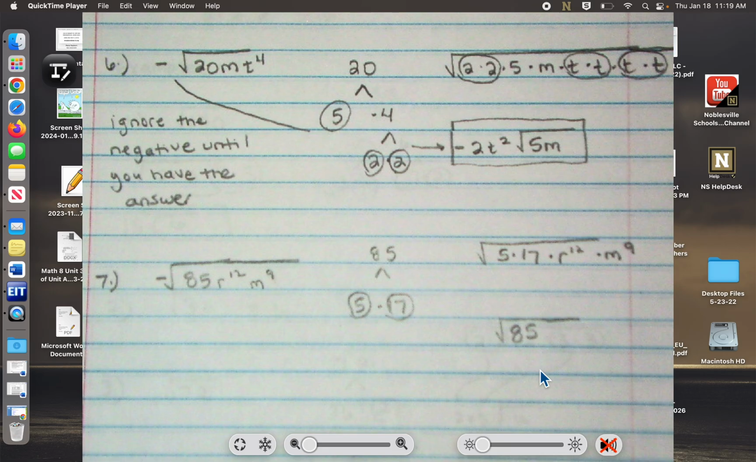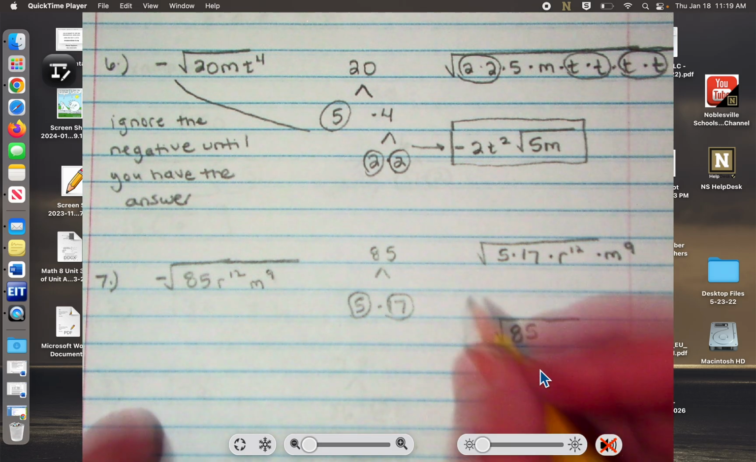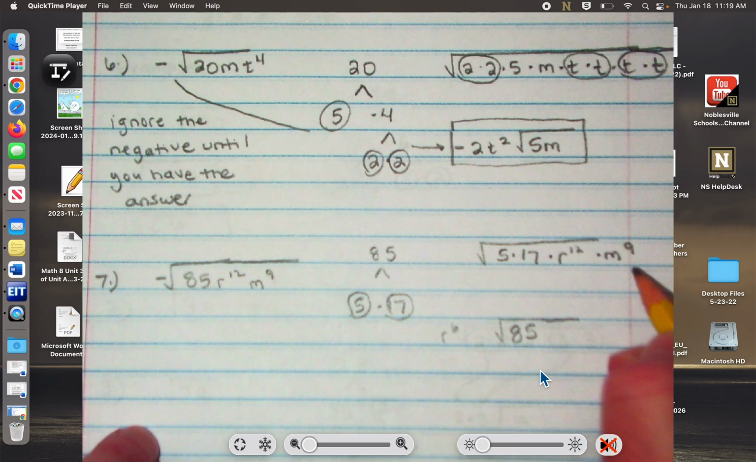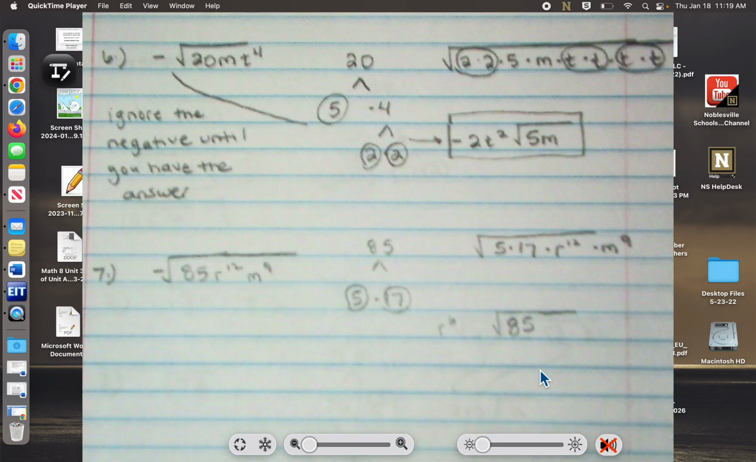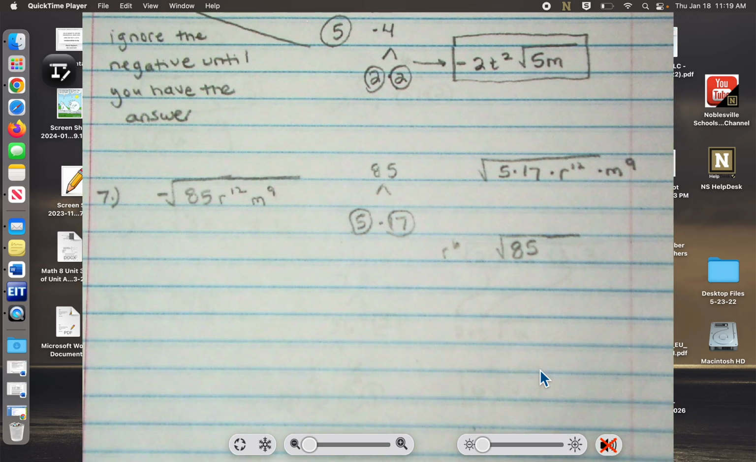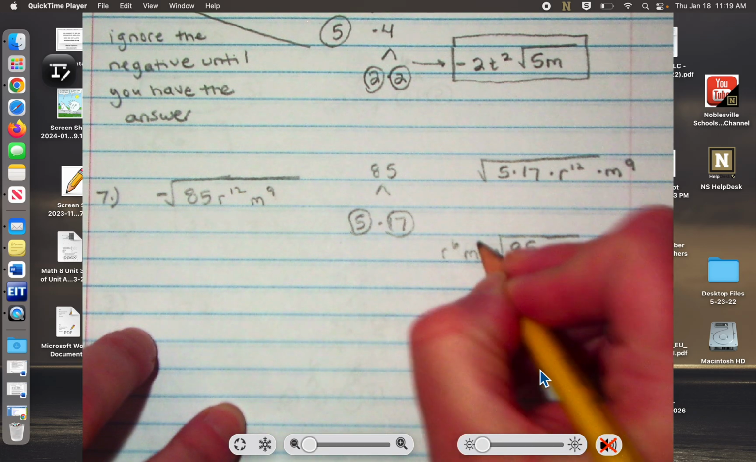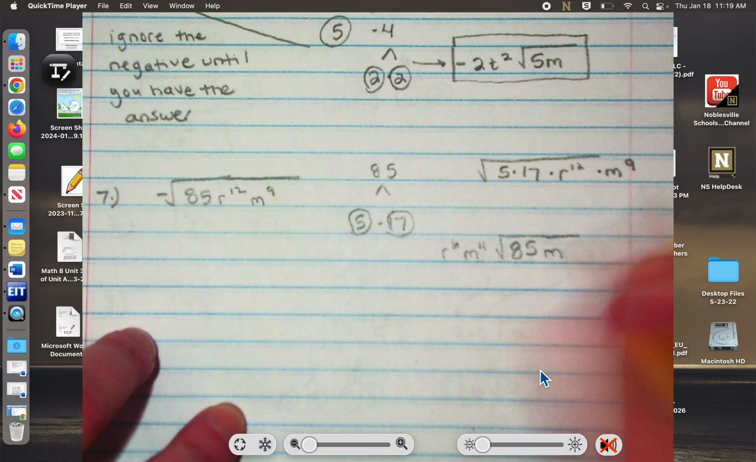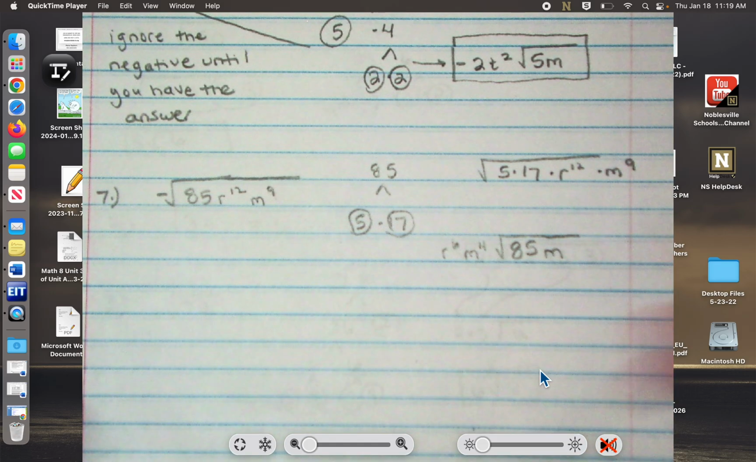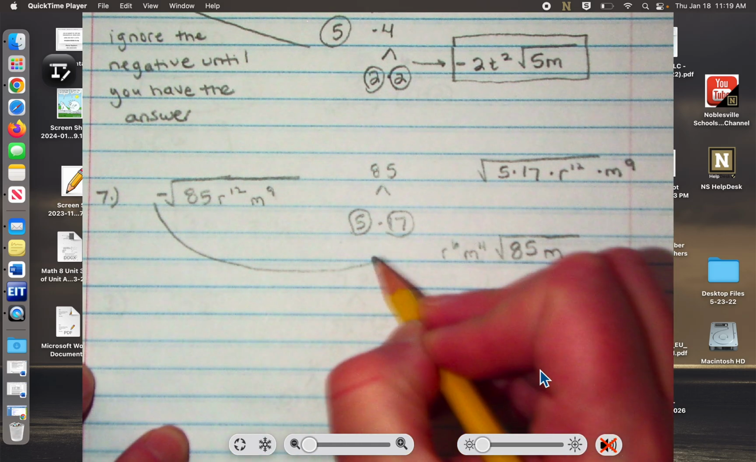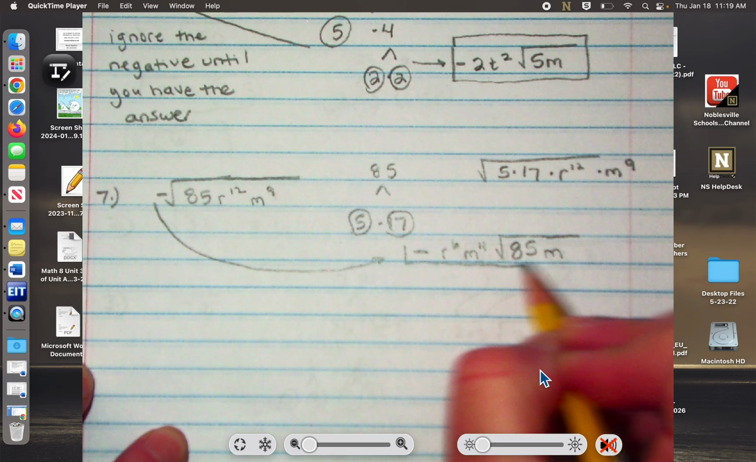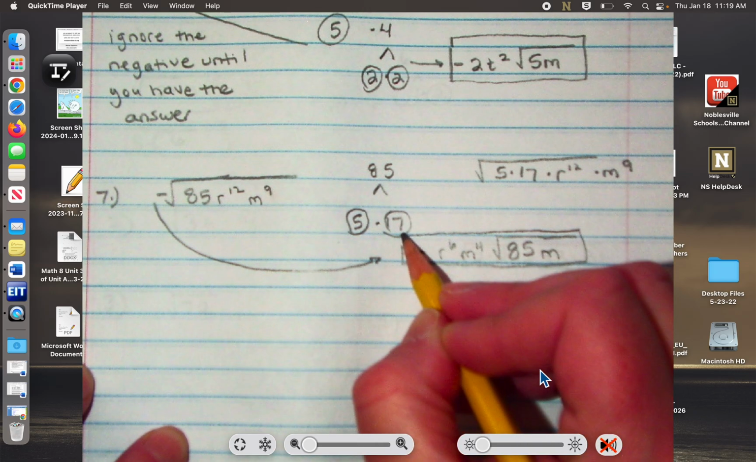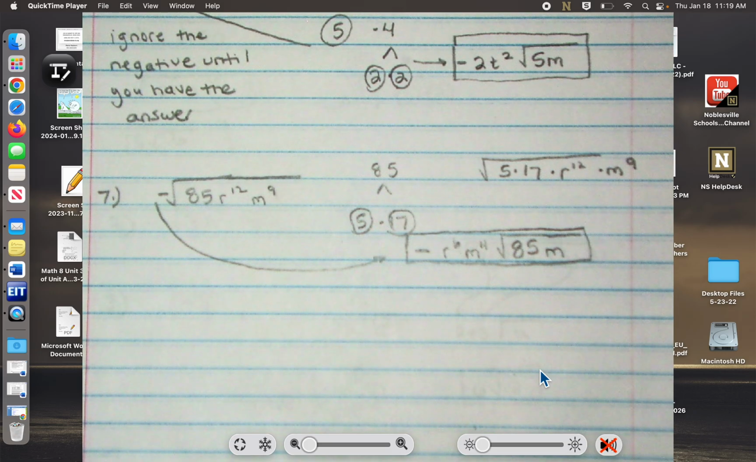How many pairs of r's do I have? 6. And how many pairs of m's do I have? 4, right? Because m to the 8th would be 4. So what I'm left with is 85m. And then don't forget this negative sign. Did you forget the negative sign? Rookie. Rookie. I told you to put them. Okay, questions.